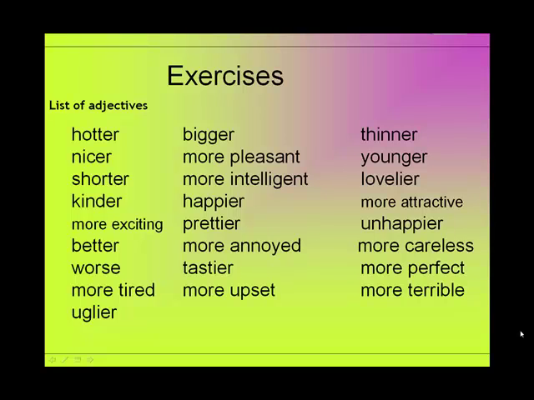And this is it. You shouldn't have looked here now if you haven't completed the exercise, okay? That would be cheating. Anyway, you have a few examples here, okay? Pleasant, it's a long adjective. More pleasant, intelligent, more intelligent. Happier, happy ends in y, so we have happier. Pretty also ends in y, so we have prettier. Okay?